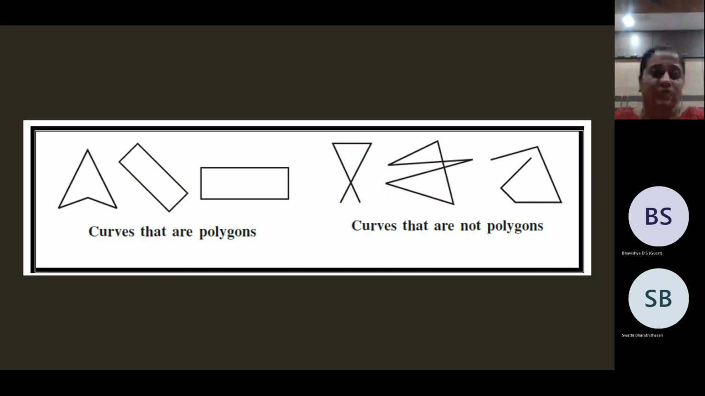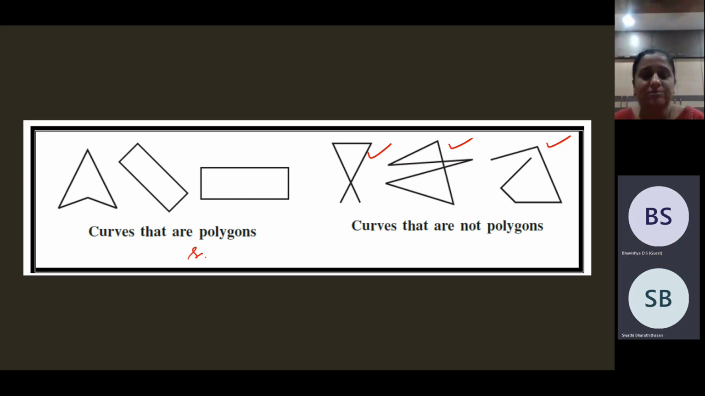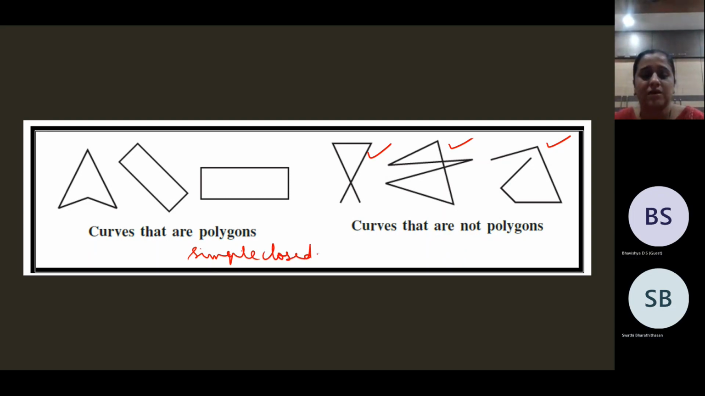So you can see here curves that are polygons. These curves are polygons. These curves are not polygons. Now, why are these curves not polygons? Because what is a polygon? It should be a simple closed curve made up of line segments. So you should check for these 3 things: it should be simple, it should be closed, it should be made up of line segments.